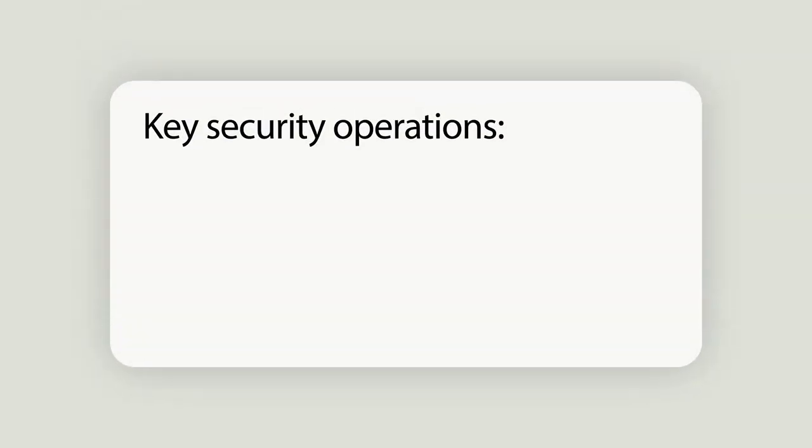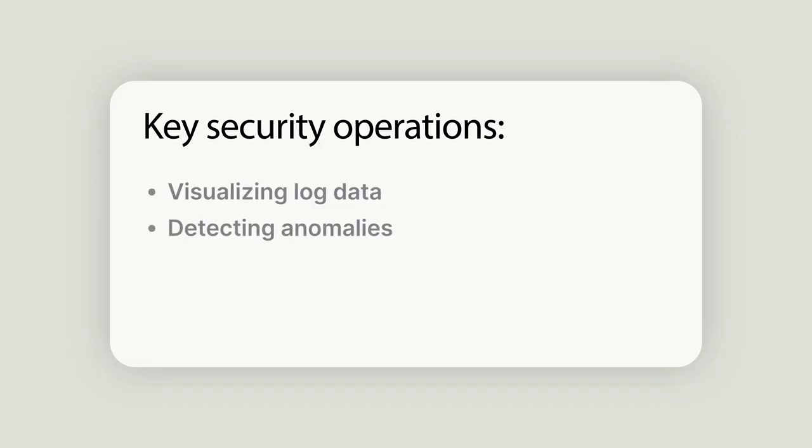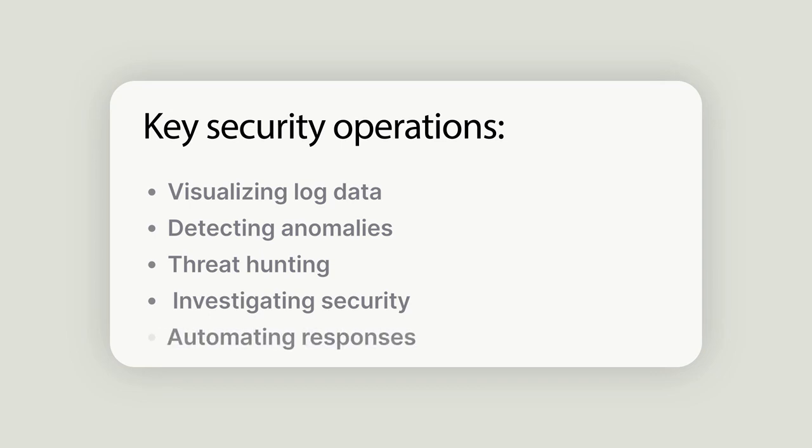Key security operations you can use Sentinel for include visualizing log data, detecting anomalies, threat hunting, investigating security incidents, and automating responses to alerts and incidents. In conclusion, Microsoft Sentinel provides an end-to-end solution for security monitoring, from data ingestion and analysis to incident management and automated response. It's an ideal choice if you want to enhance your organization's security posture with a scalable cloud-native SIEM solution integrated with Microsoft's extensive suite of security tools and services.